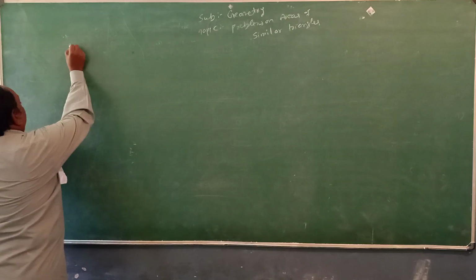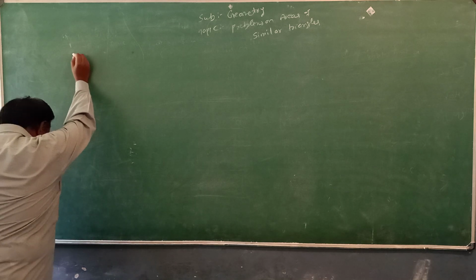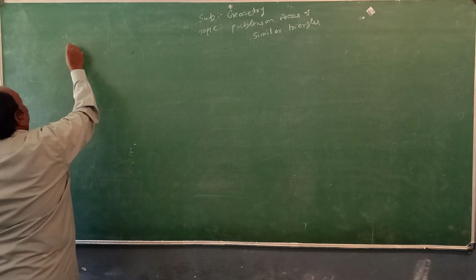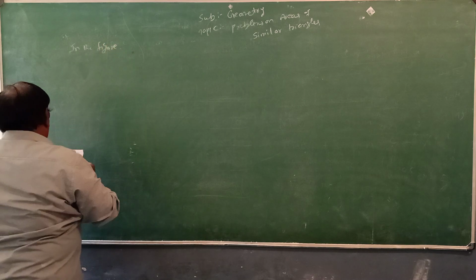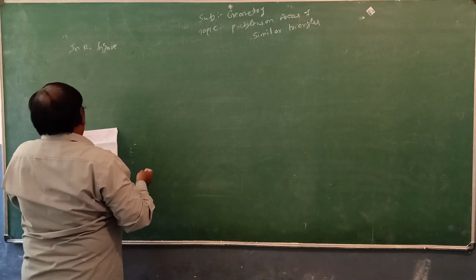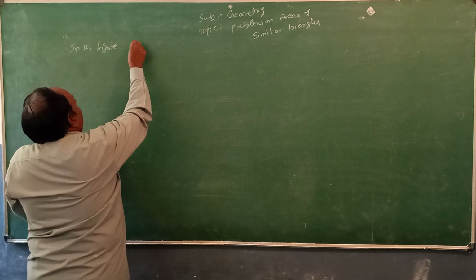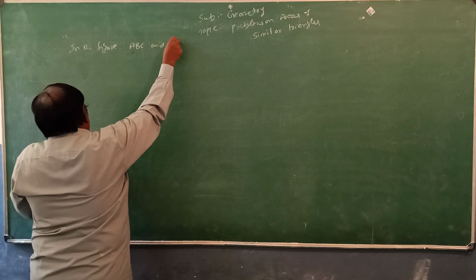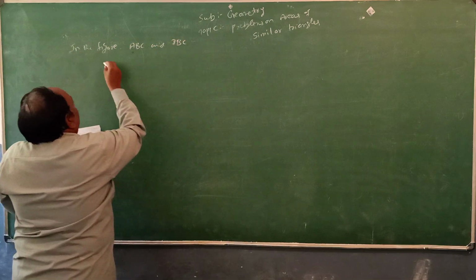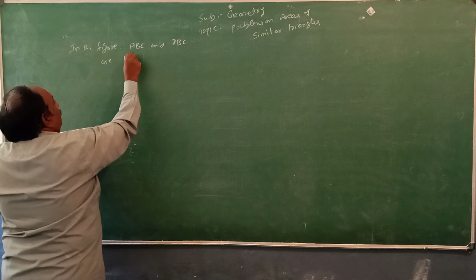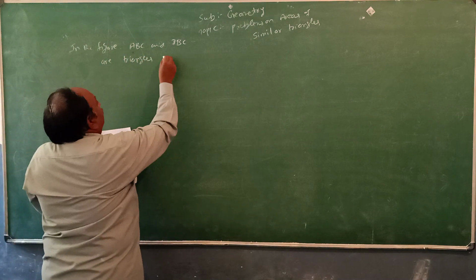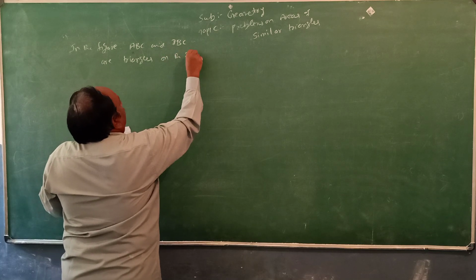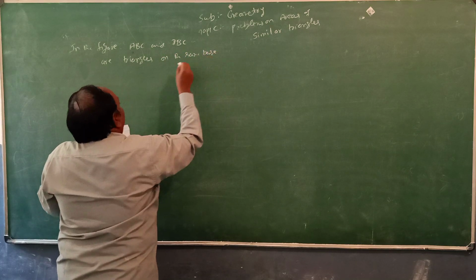In the figure, ABC and DBC are two triangles on the same base BC.